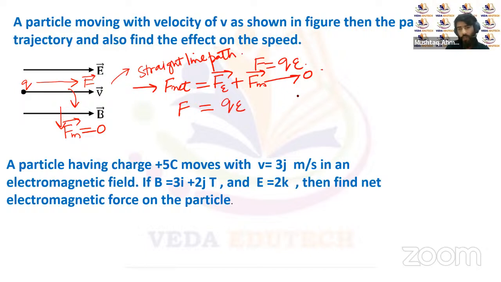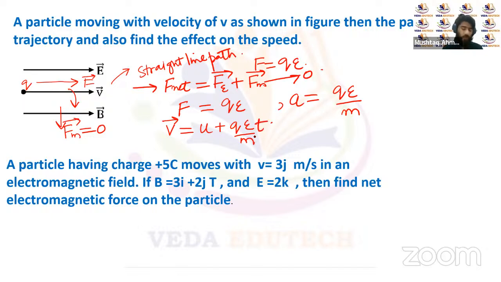And the acceleration of this particle will be the net external force upon the mass of this charged particle, that's QE upon m. If E is the uniform field, it means this charged particle will be moving with a constant or uniform acceleration. So the velocity of this particle after some time t will be v is equal to u plus at, that will be u plus QE upon m multiplied by t.